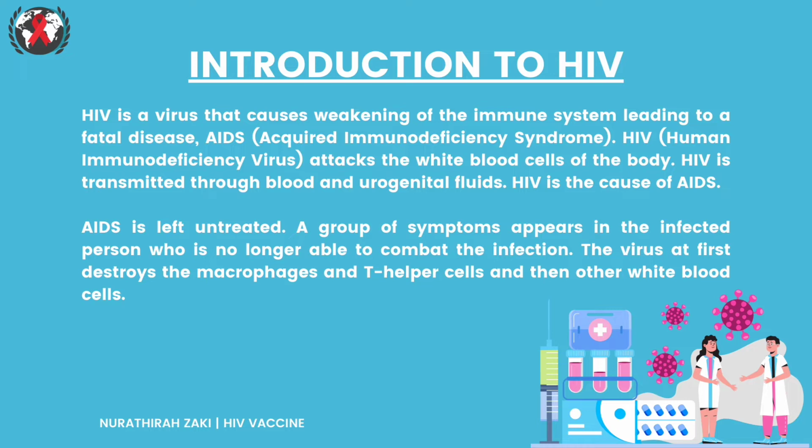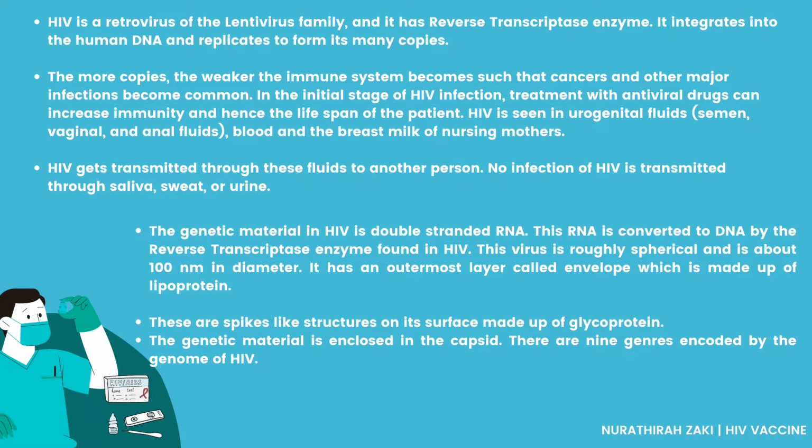When AIDS is left untreated, a group of symptoms appears in the affected person, who is no longer able to combat infection. The virus at first disrupts the macrophages and T helper cells, and then other white blood cells. The genetic material in HIV is single-stranded RNA. This RNA is converted to DNA by the reverse transcriptase enzyme found in HIV.